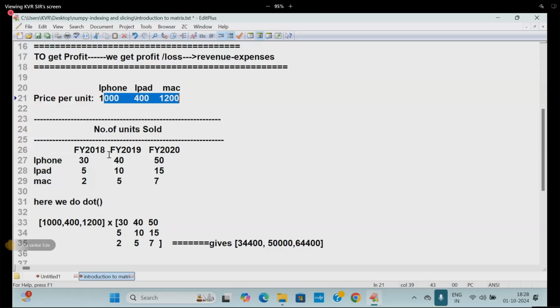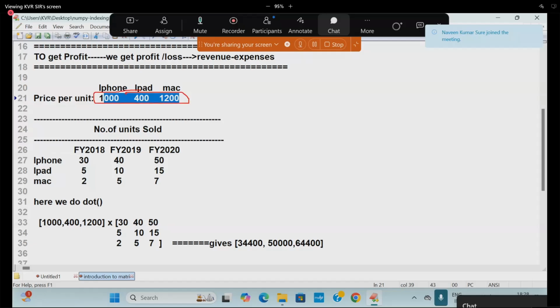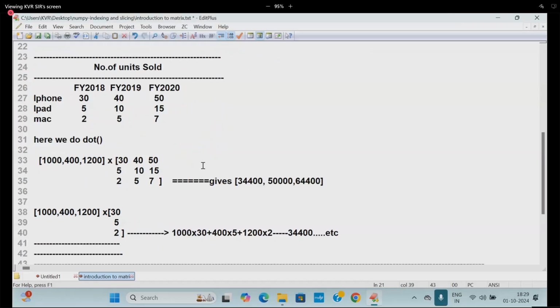Understood? In financial year 2019, 40 units sold, 10 units sold, 5 units sold. Again, the complete row will be multiplied with the complete column. Next, financial year 2020, this complete row is going to be multiplied with the complete column, and each element will be multiplied with everything. That is one sample example I gave you.